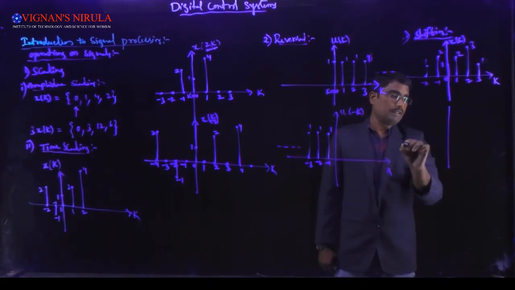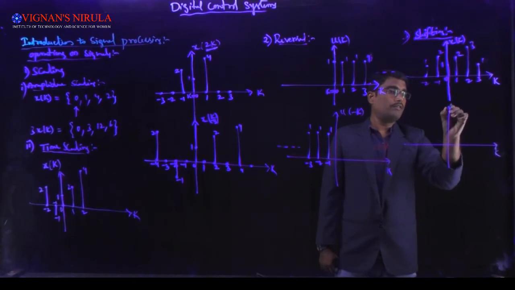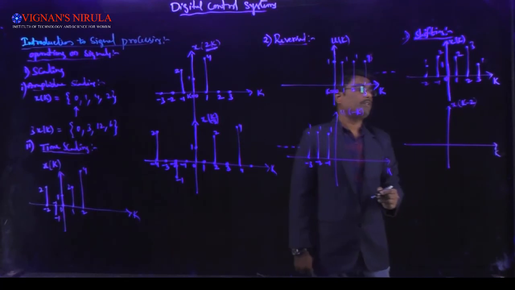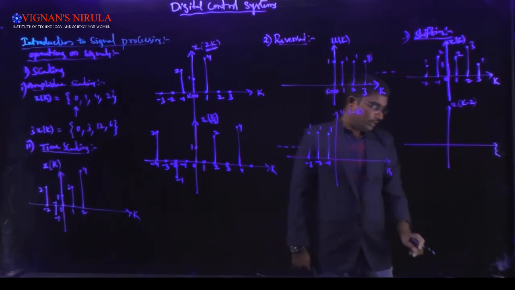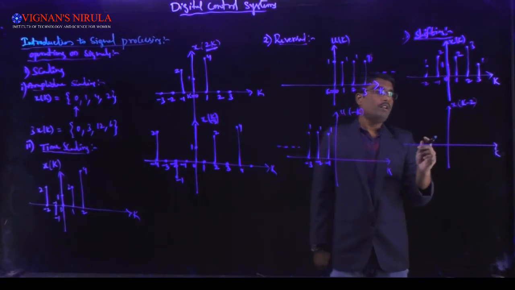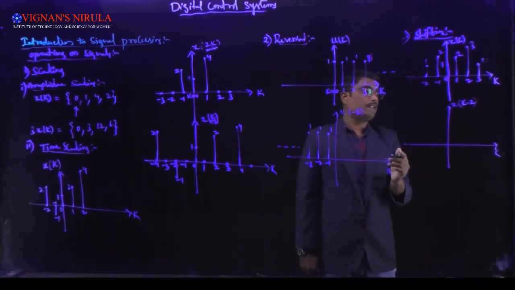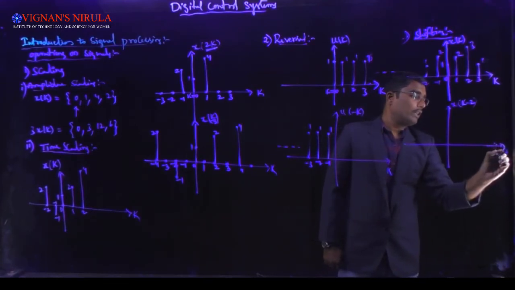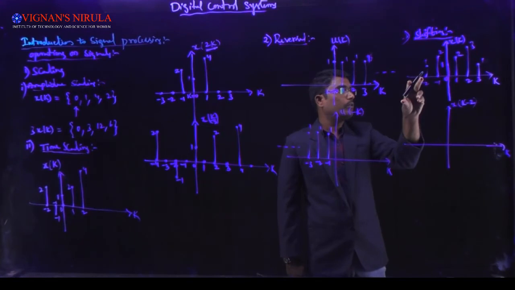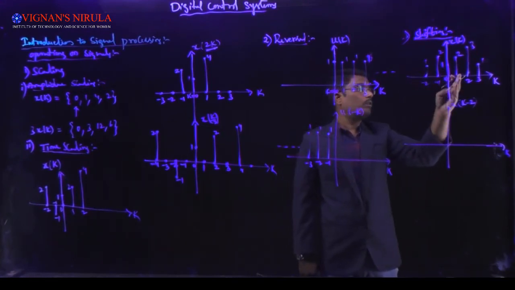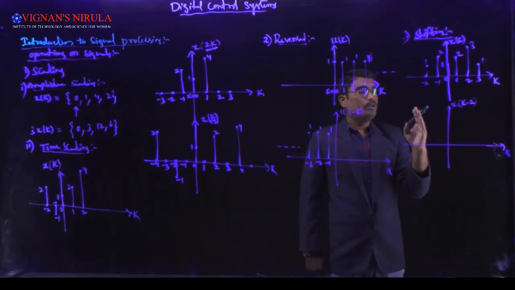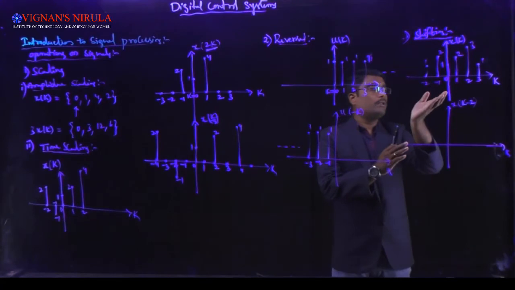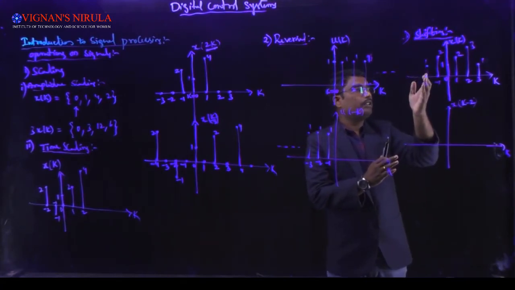Now if you draw the signal for x of k minus 2, see here, x of k minus 2 means the signal will be delayed by 2 samples. Actually the signal is being started over here at k equals -2, followed by -1, 0, 1, 2, 3. Now this should be delayed by 2 samples, so instead of starting over here, it should be started over here.